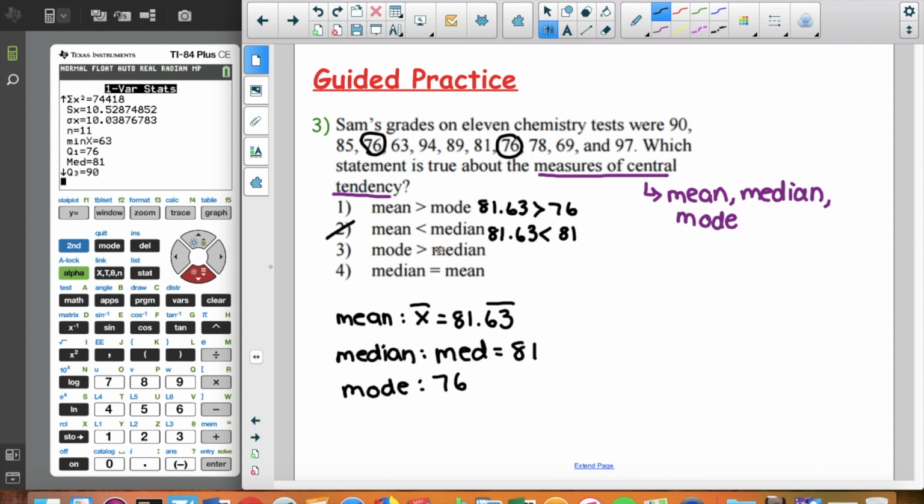This says that the mode is greater than median. So 76 is greater than 81, not true. This is saying that the median equals the mean. The median was 81. The mean was 81.63. They're close, but they're not equal. So the answer was 1.